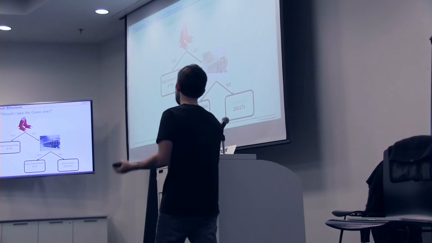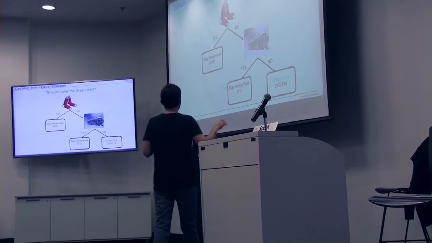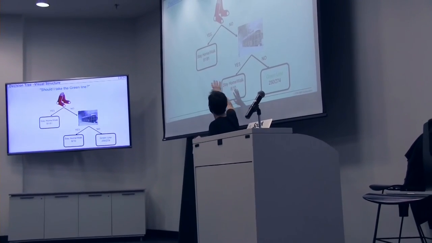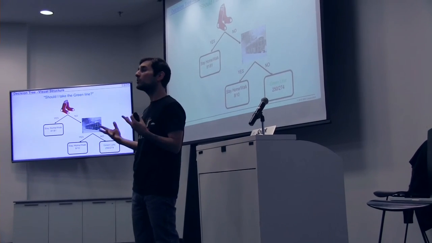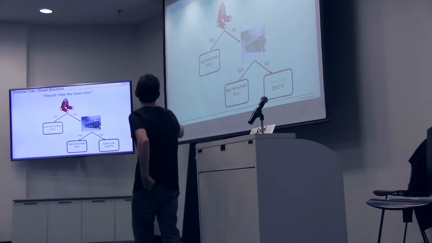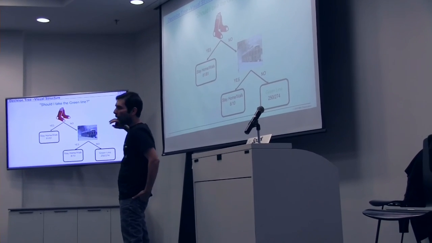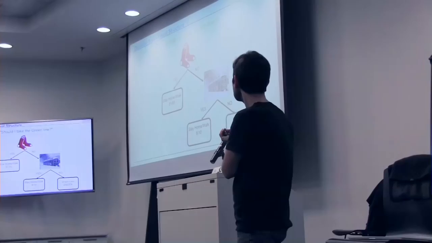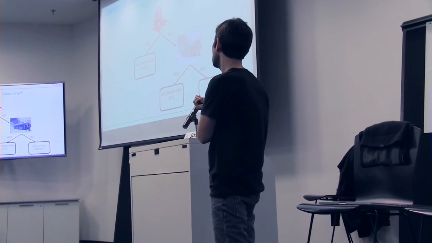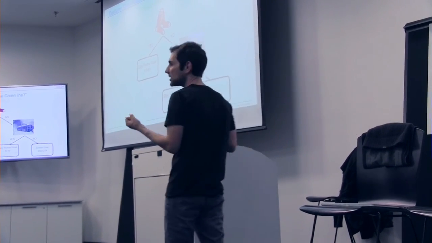But there's some key things to note here. We have these numbers here, 8 out of 10, 81 out of 81. This is our probability of making the correct choice based on historic data. So the 81 out of 81, it's always bad to take the train when the Red Sox are playing. And 8 times out of 10, it's bad to take the train when it's snowing, but 2 times out of 10, it's okay. So we're mostly good on that type of classification. We're calling that, okay, stay home.